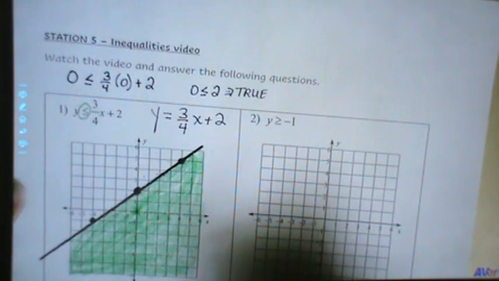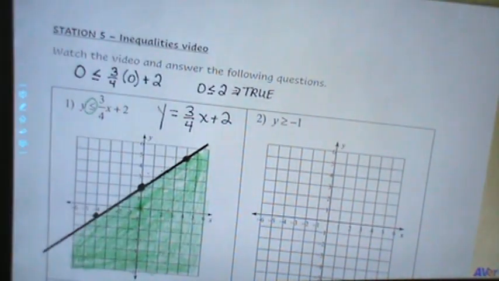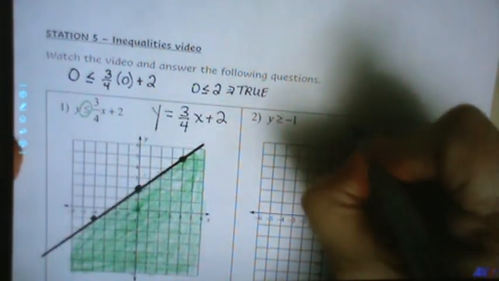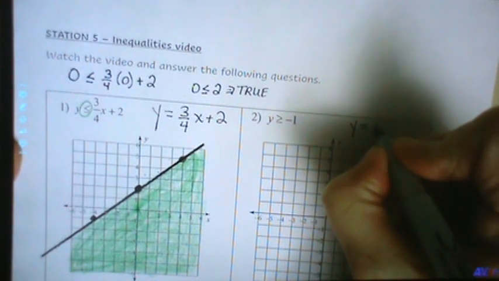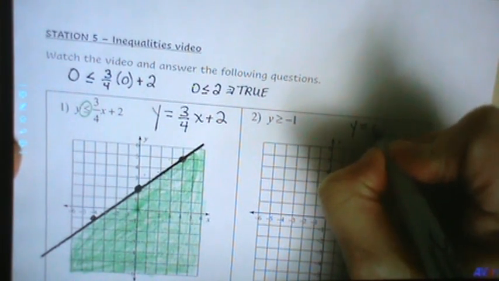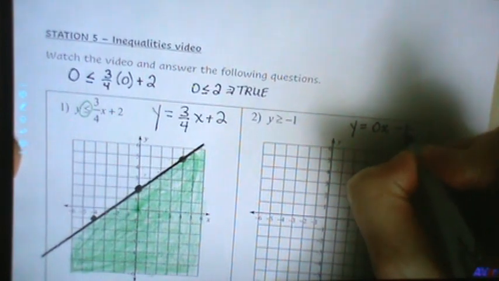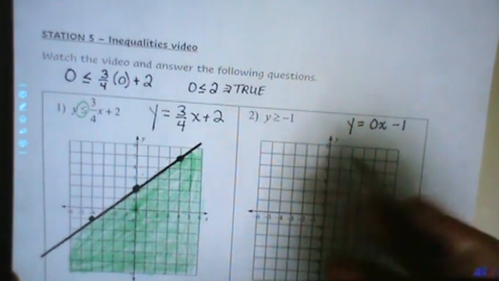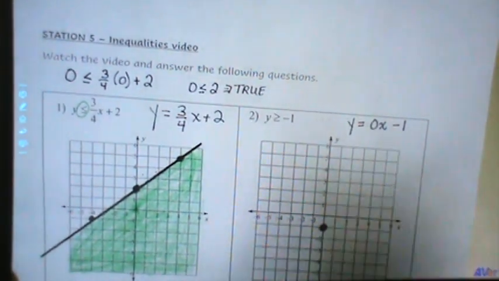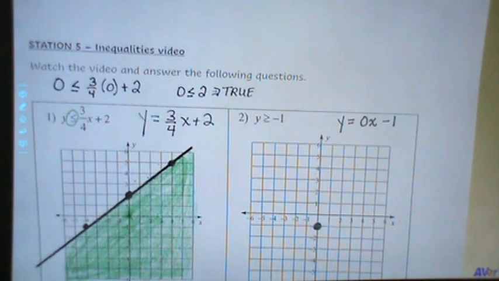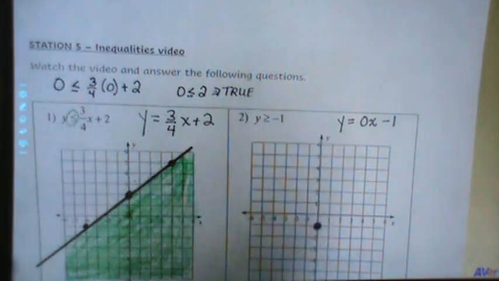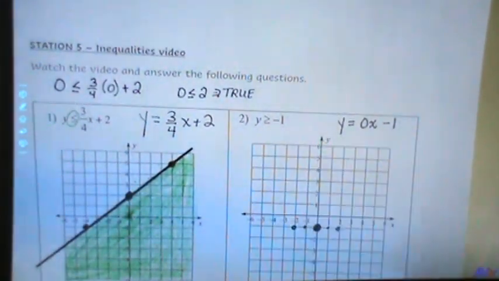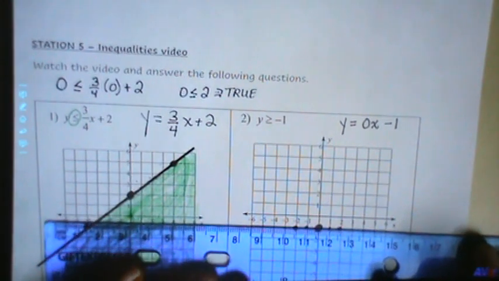Okay, we're going to do one more, and then you guys are going to get to try a couple on your own. So let's look at number 2. Remember, if we made this just like what we did in Chapter 1, we'd get y equals 0x, notice there's no slope, minus 1. What we need to do now is graph that. So, minus 1 means I go down 1. Notice that our slope is 0, which means I'm not going up or down. All I'm doing is I just have a horizontal line. Y is stuck at -1.